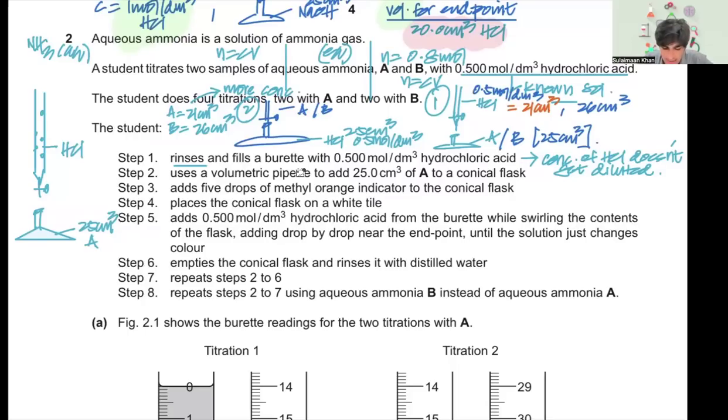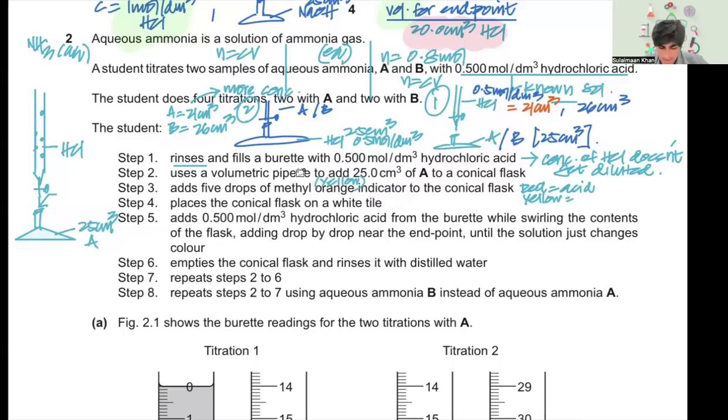Then he says he adds 5 drops of methyl orange indicator to the conical flask. So if I add 5 drops of methyl orange indicator to the conical flask, what should be the color? Methyl orange is an indicator which gives you a red color in acidic solutions and yellow in alkaline solutions, right? So what color should it be? Obviously, we know that A is aqueous ammonia and ammonia is a weak base. So yellow would be the color that I'd see with methyl orange because it's an alkali.